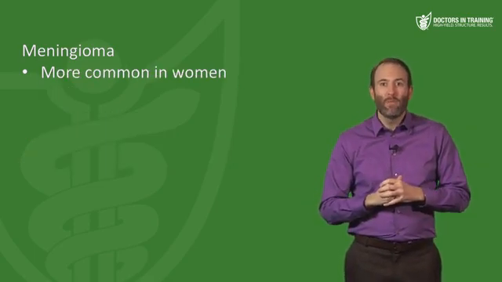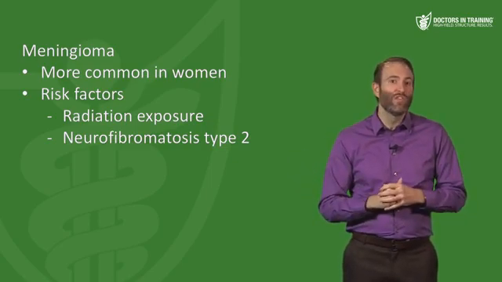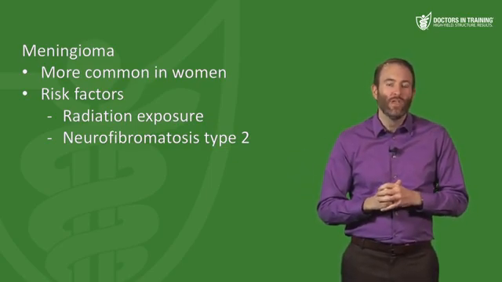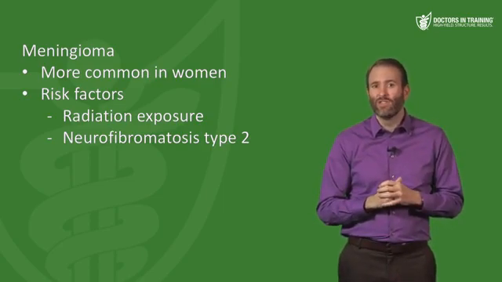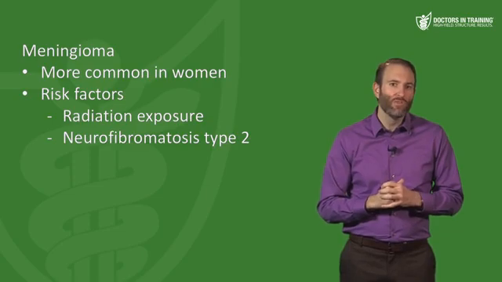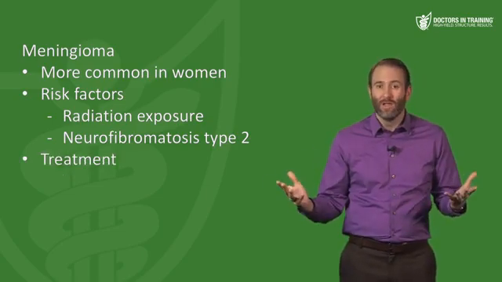Now, it is more common in women, and risk factors include radiation exposure. And then patients with neurofibromatosis type 2, they're going to have about 50% chance of developing at least one meningioma. Now, many meningiomas are asymptomatic, and if they are discovered, then often there's really no treatment that's even needed.